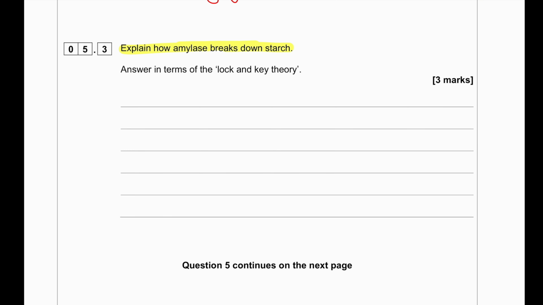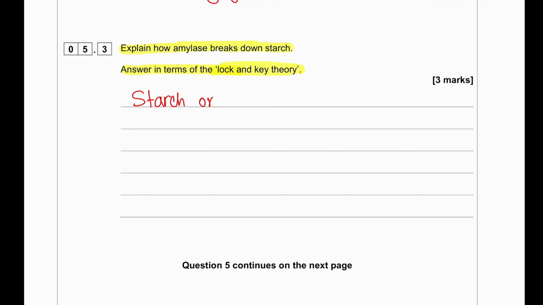Explain how amylase breaks down starch. Answer in terms of the lock and key theory. So whenever the question is asked based on the lock and key theory, it is important for us to mention which is acting as the lock and which is acting as the key, and also how the active site is functioning.